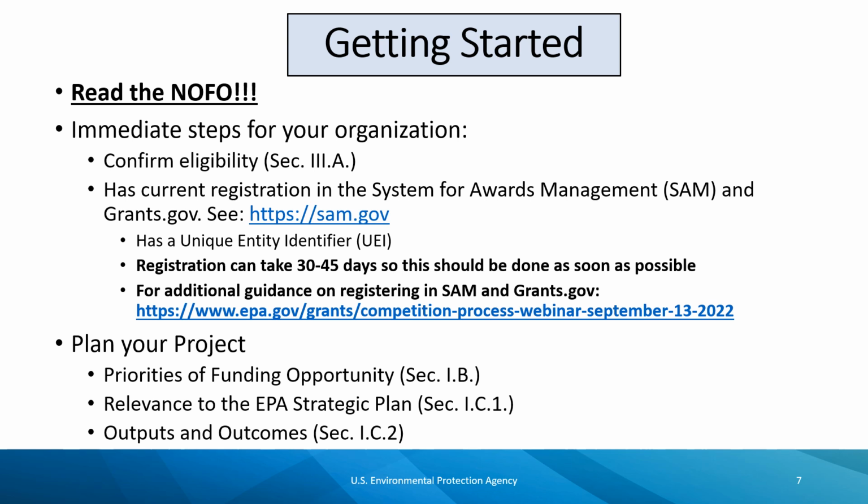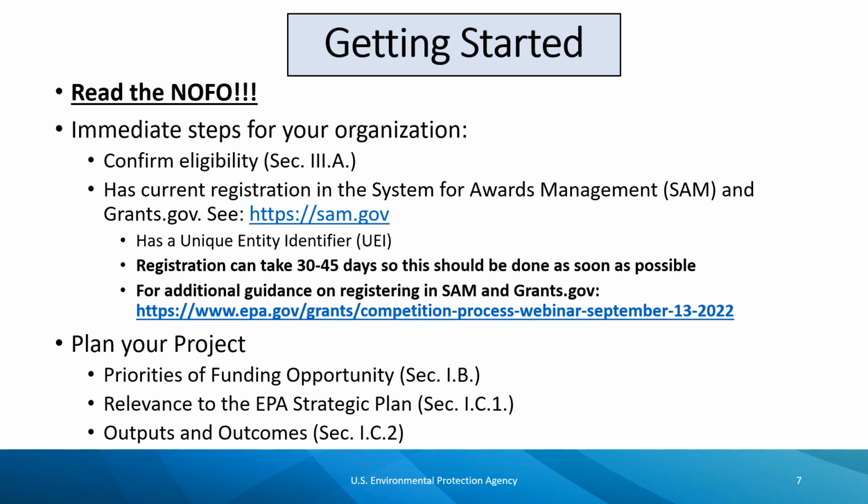So where should you start? First, read the NOFO and ensure your project and your application meet the requirements. The NOFO contains vital information that can improve scoring and quality of the application. There are several items to confirm for your organization prior to starting your application. First, confirm that your organization is even eligible. The list of eligible entities can be found in Section 3A of the NOFO.